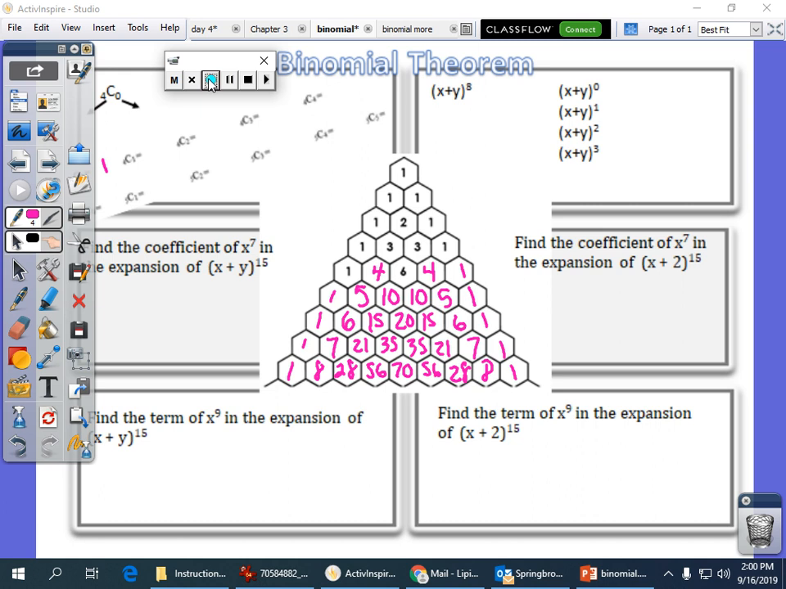4C0 was 1, 4C1 was 4, 4C2 was 6, 4C3 was 4, and 4C4 was 1. Can you relate that anywhere? This row right here, right? How many rows is it? It's not the fourth row. It's the fifth row. We're going to talk about why it's the fifth row in a second. Okay, so then what's this one going to be? 1, 5, 10, 10, 5, 1.